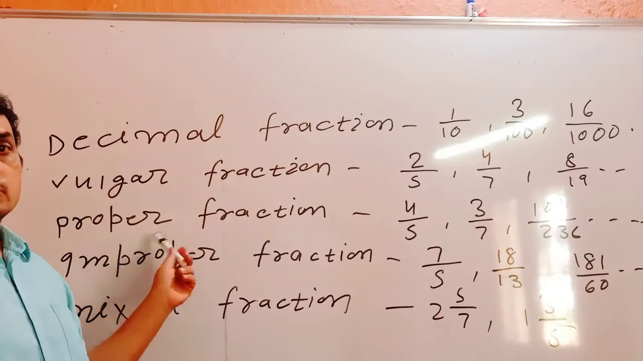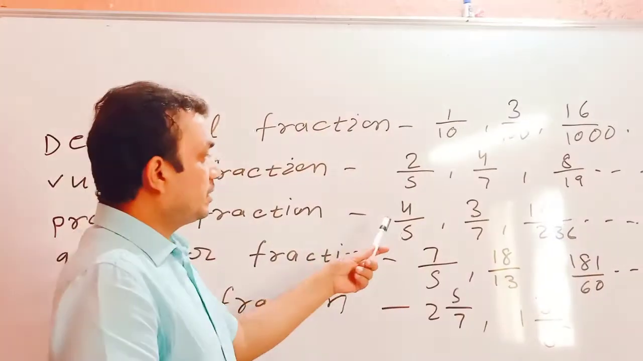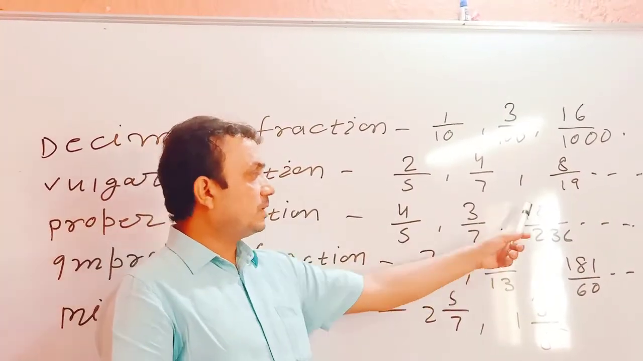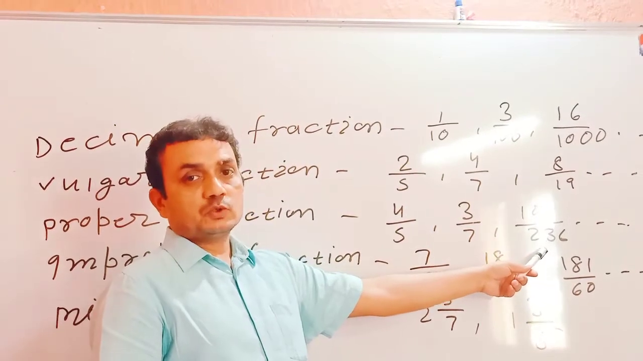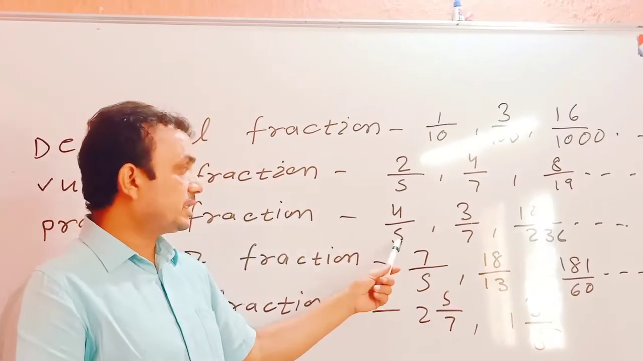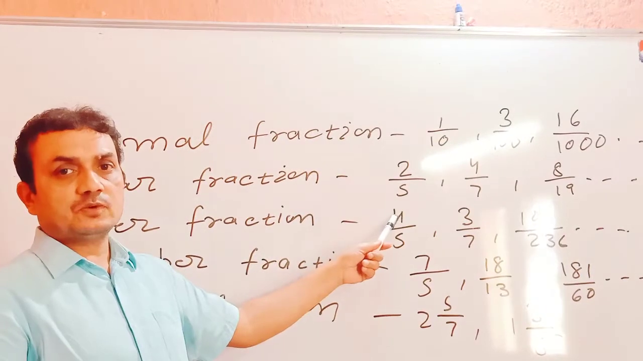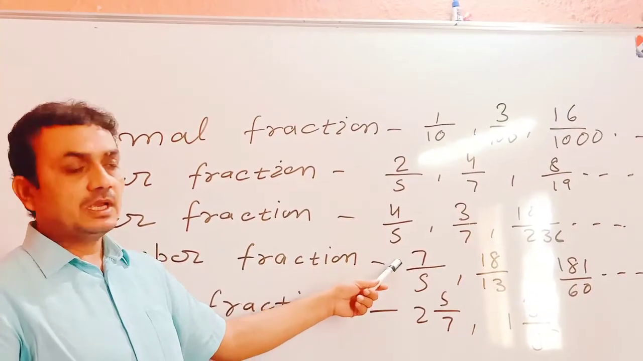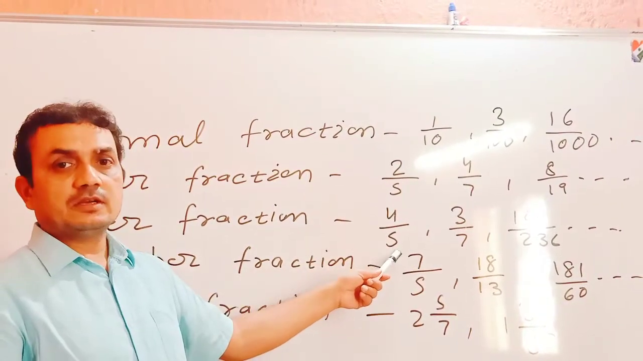Third is proper fraction. Proper fractions: 4 by 5, 3 by 7, 101 upon 236. In these fractions we see that the numerator is 4 and the denominator is 5, and 4 is smaller than 5.